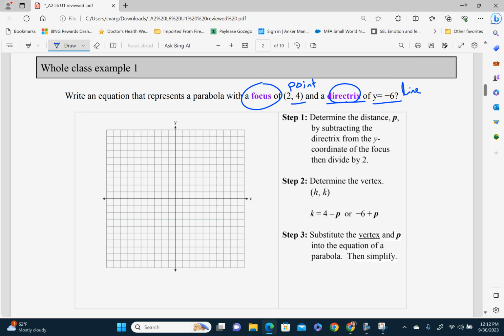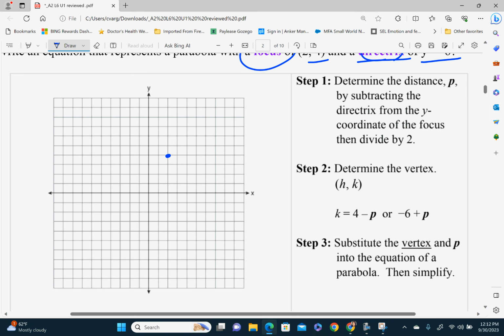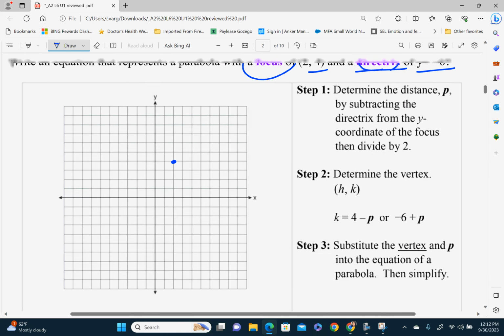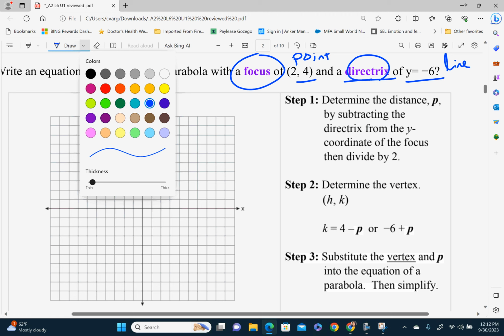So they give you a point of 2, 4. Whenever you're doing a question with focus and directrix, you should always ask for graph paper or find graph paper. After they gave us that focus of (2, 4), they also told us that the directrix is the line y equals -6. I'm just going to show you real quick. y equals -6. Let's use purple.